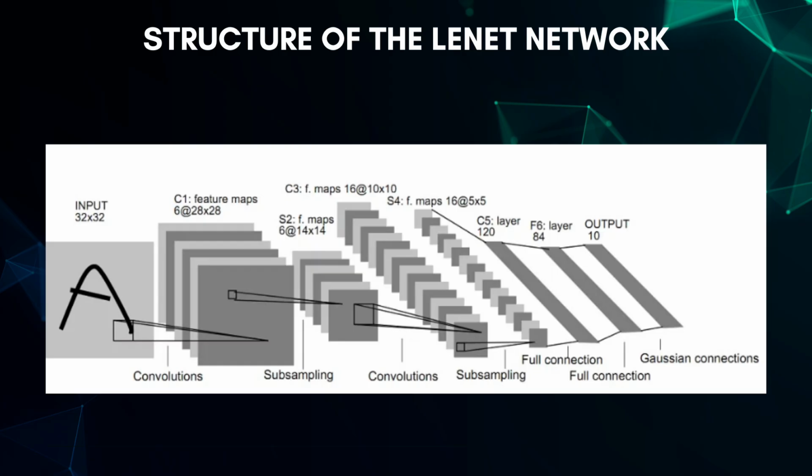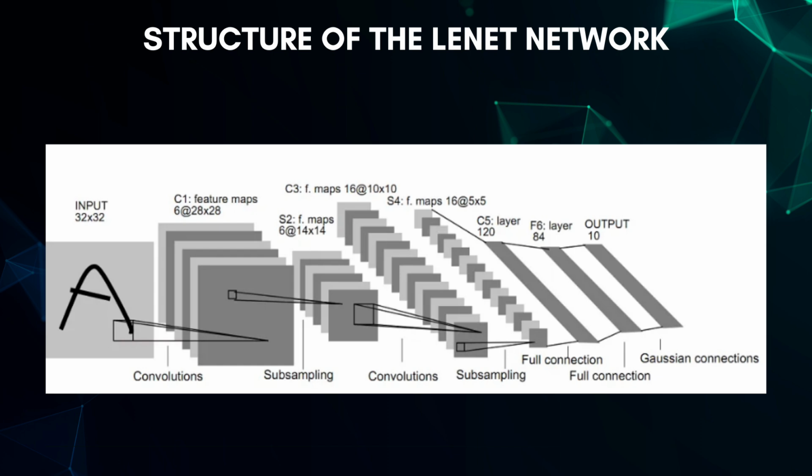LeNet-5 contains the basic building blocks of deep learning: the convolutional layer, the pooling layer, and the fully connected layer. These components form the core of many modern neural networks. LeNet-5 is made up of 7 layers in total, not including the input layer. Each of these layers contains trainable parameters, and each layer extracts features from the input using convolutional filters.